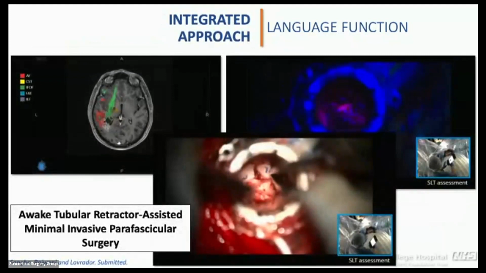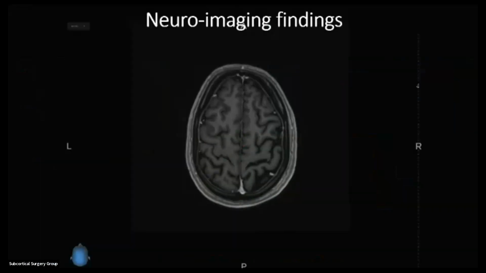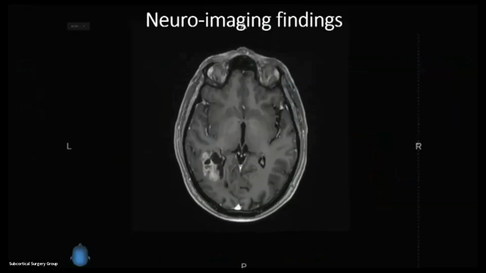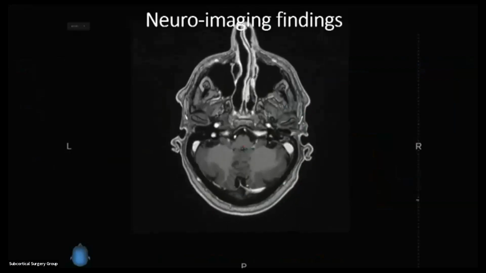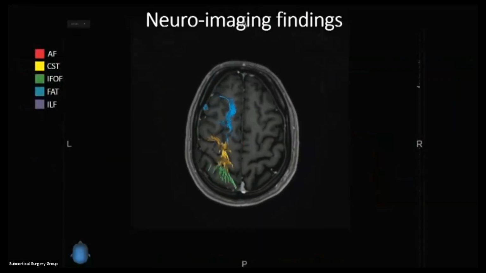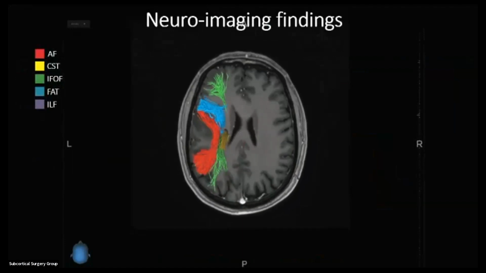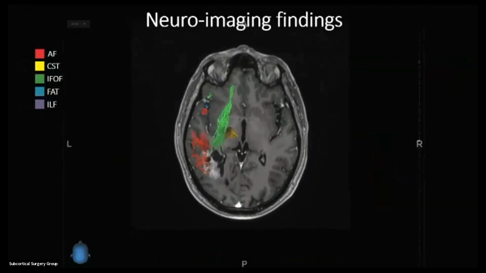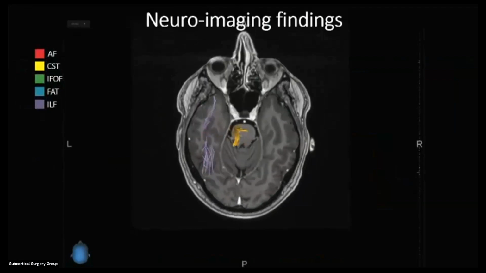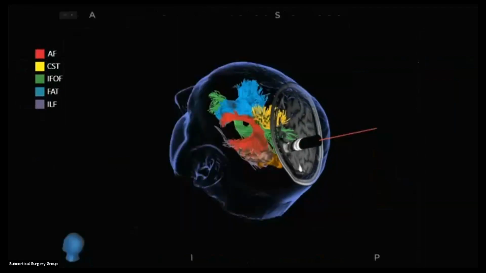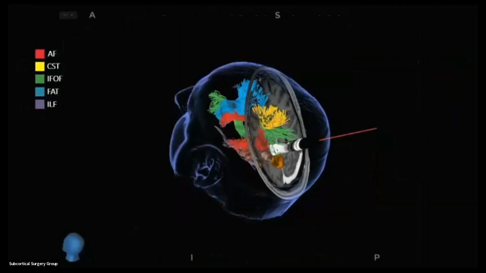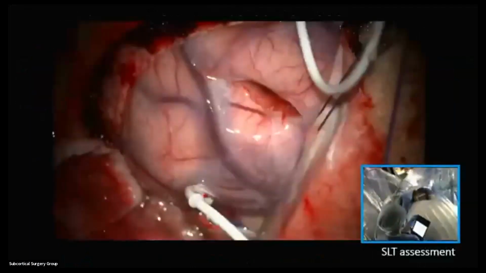This is a bit more complicated case. This is a tumor that is on the medial side of the association fibers, and this is where MIPS can also be very useful. As you can see on the MRI scan, where we did tractography as well, you can see the corticospinal tract, the arcuate fasciculus, the ILF, FAT, IFOF, all important tracts that we're looking into in this area. We identified our corridor through the IPS one more time. And these are some images from intraoperatively.